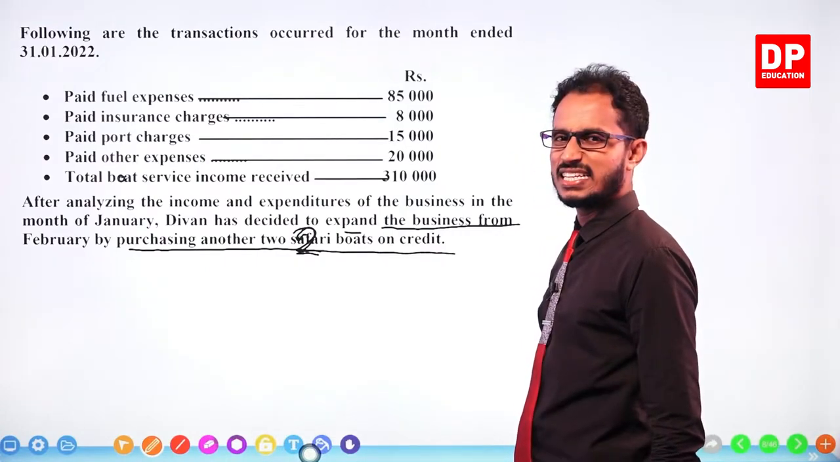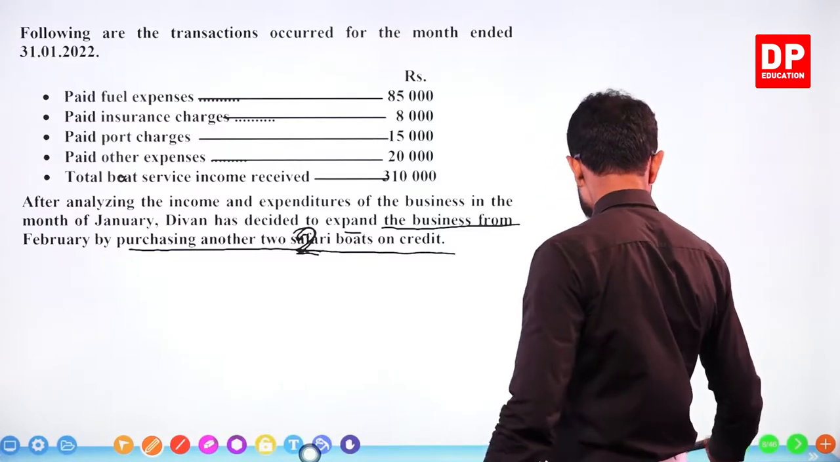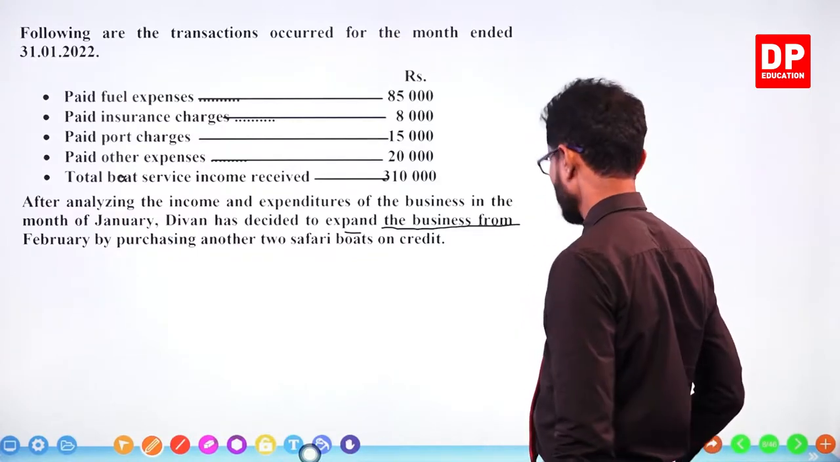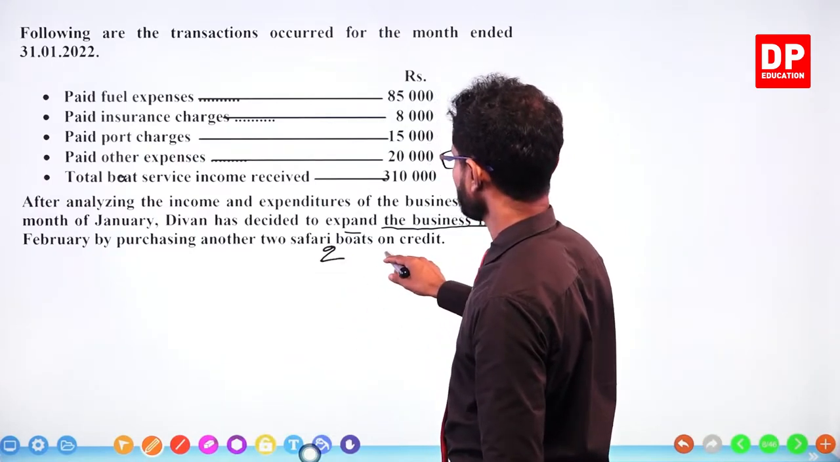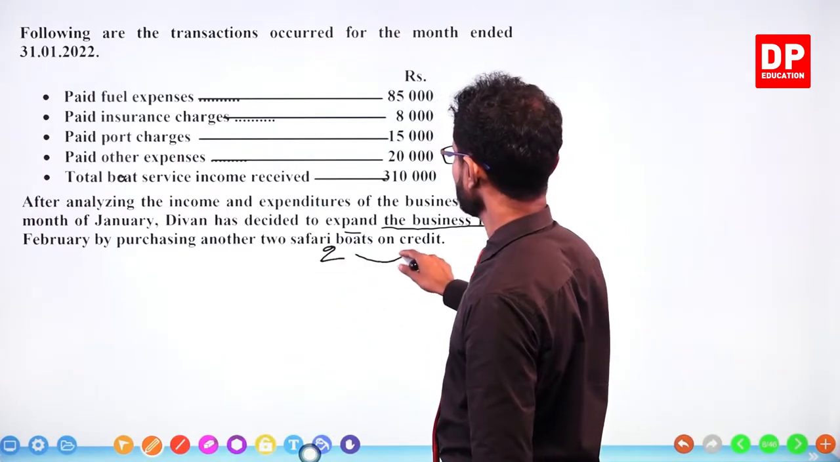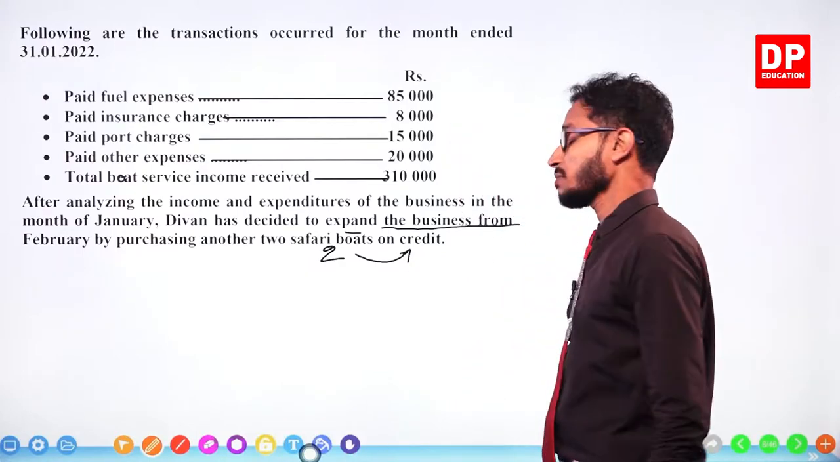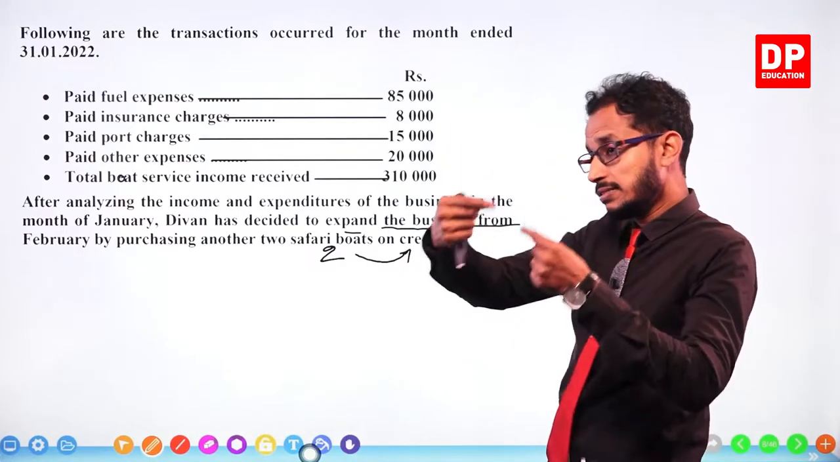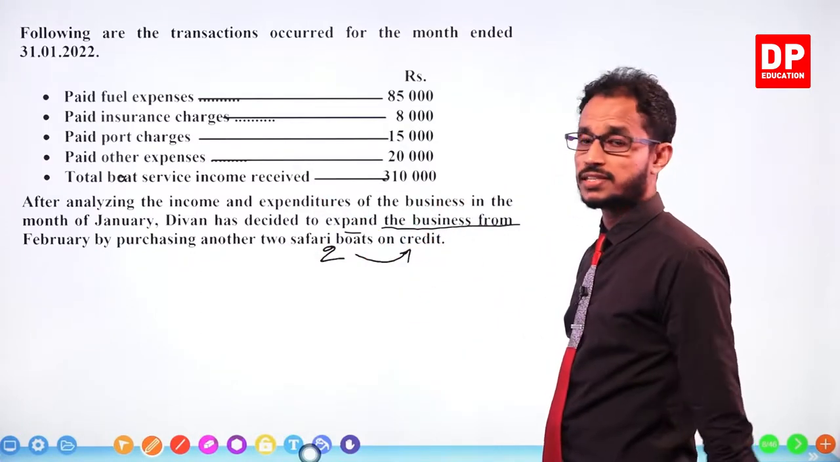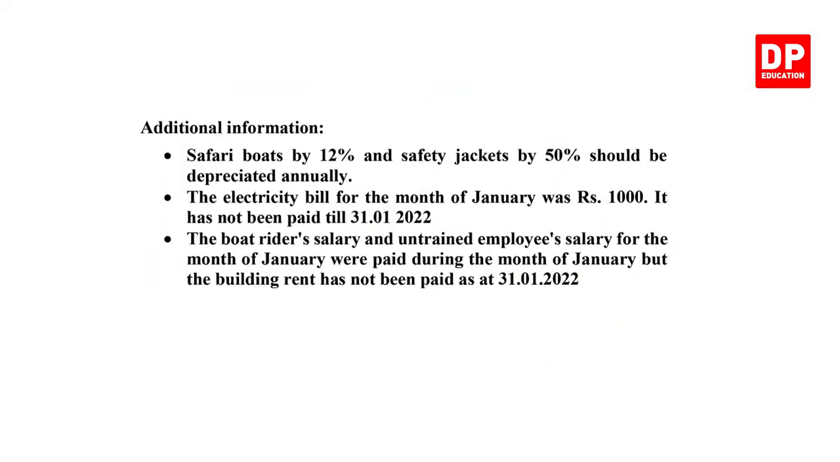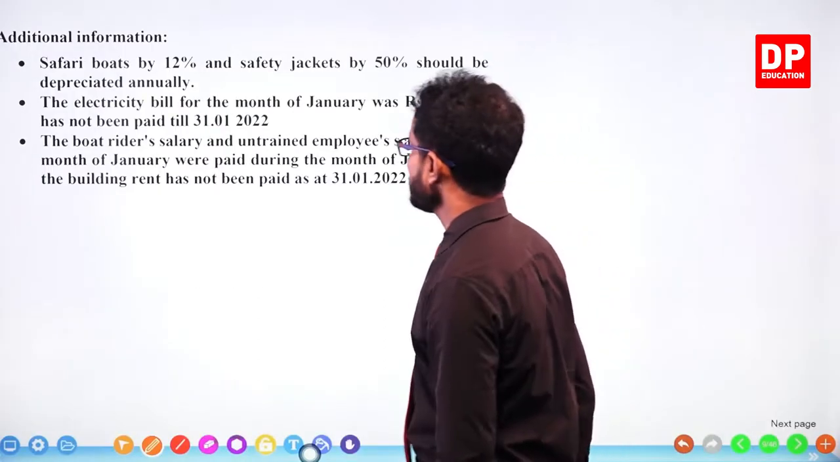That's a risky decision, huh? Just after 1 month, 2 safari boats on credit. Not by spending cash or investing money, but on credit. All right. Additional information given.